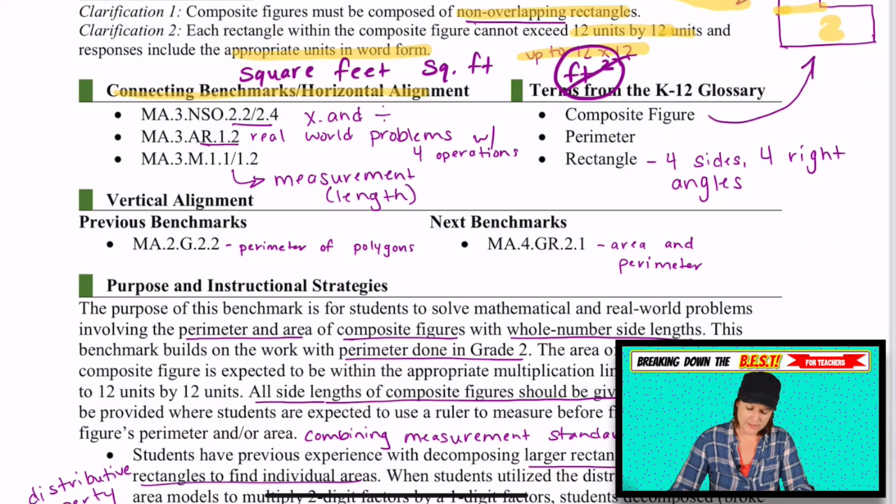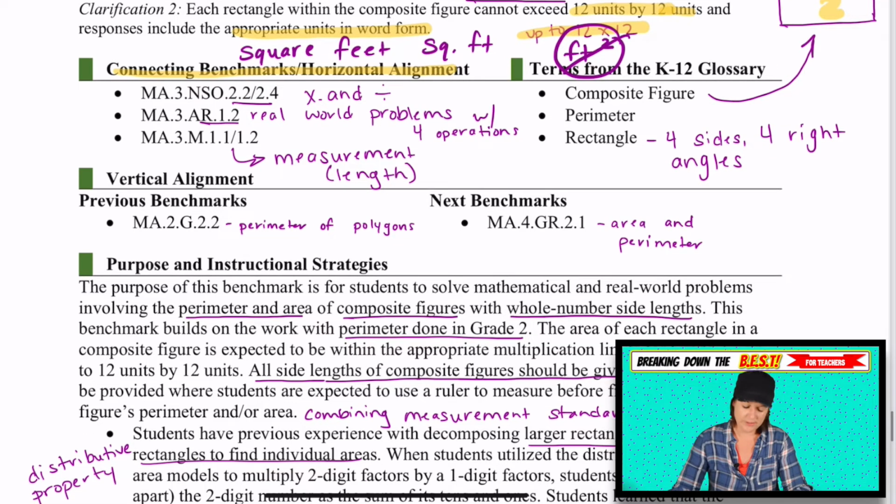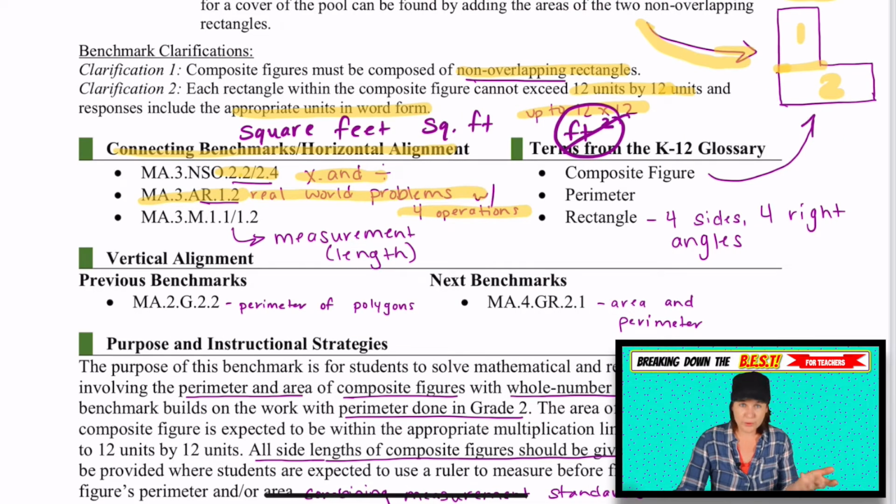So what are some other standards in third grade that connect to this one? Well, we've got these NSO.2.2 and 2.4. Those are the multiplication and division standards. And of course with area, we're multiplying, so we'll definitely be using those. 3.AR.1.2 is our real world problems with the 4 operations. And in this one, we do have real world problems that are going to involve 2 operations, multiplication and addition.